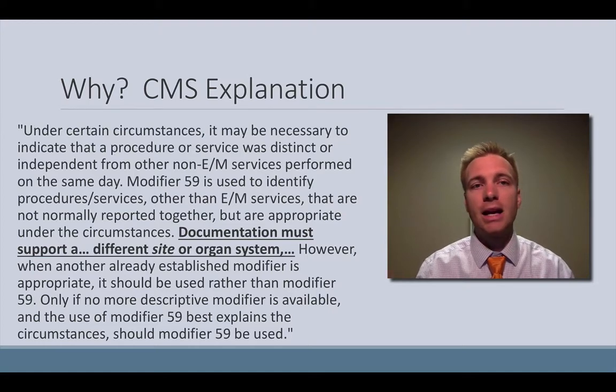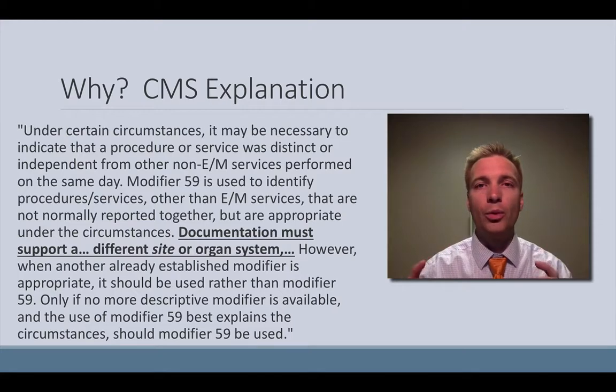Basically, CMS says that under certain circumstances, it may be necessary to indicate that a procedure or service was distinct or independent from another non-evaluation and management service performed on the same day. A 59 modifier is used to identify procedures that are not normally reported together, but are appropriate under certain circumstances. They go on to say that documentation must support a different site or organ system. However, when another already established modifier is appropriate, it should be used rather than modifier 59. Only if no more descriptive modifier is available, and the use of 59 best explains the circumstances, should the 59 modifier be used.